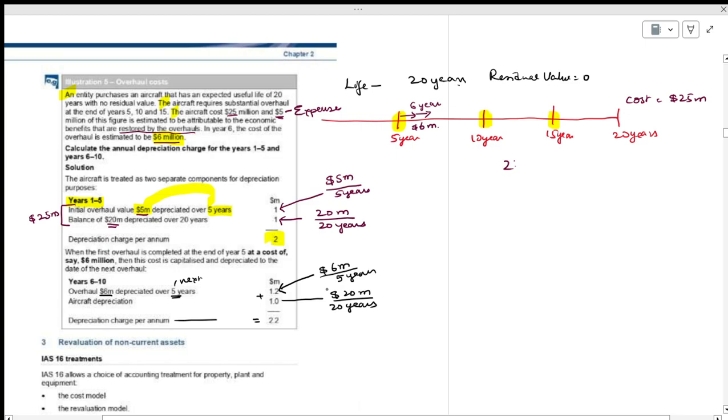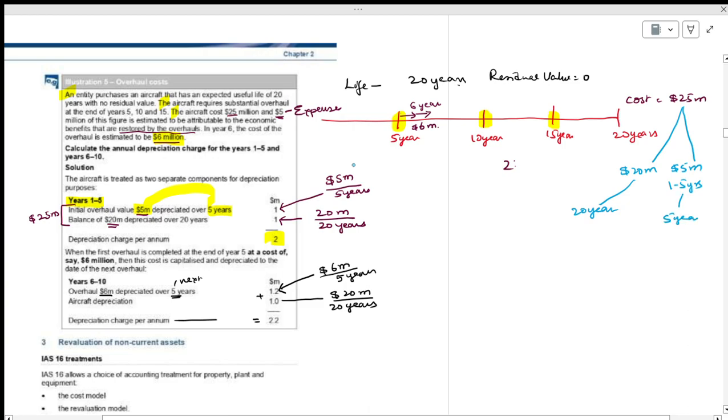Getting my point? See the things. I will just take another minute for this. See, this is the 25. In 25, you have two things: the first one is 20 million and the second is 5 million. This 5 million is for 1 to 5 years. This one you have divided for 20 years, and this we have divided for 5 years.